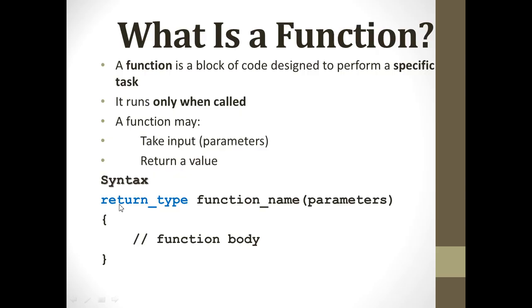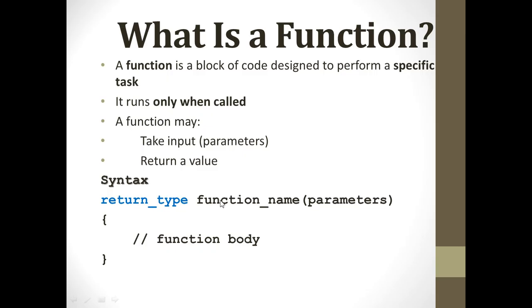But if a function will not be returning any value after performing its task, then the return type will be void, V-O-I-D. The return type will be void, indicating that when this function is done, it is not expected to return a value to wherever it was called from.